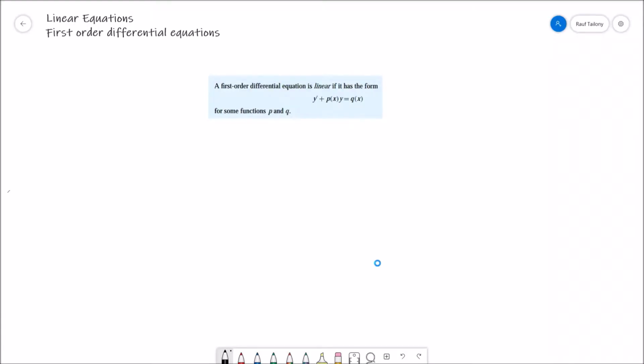Today we will talk about linear equations, and specifically the first order differential equation. In order to identify that a first order differential equation is linear, it should have the form shown in front of you, which is y prime plus p of x y equal q of x, where p of x and q of x are certain functions.